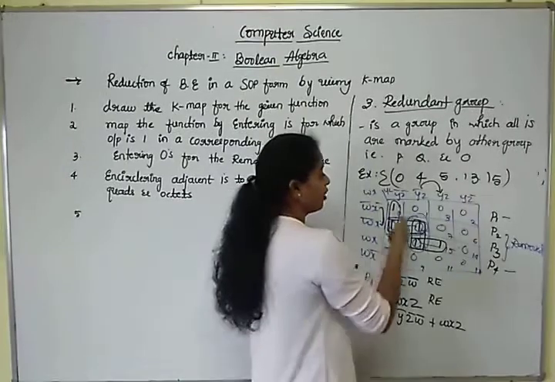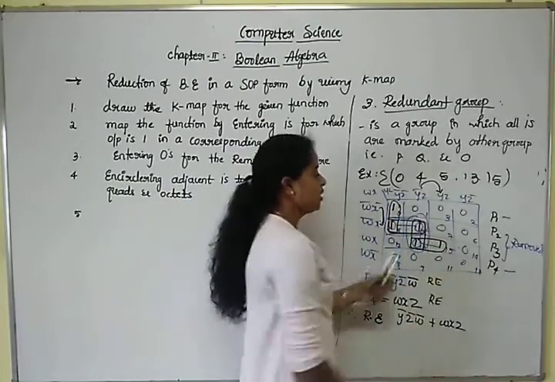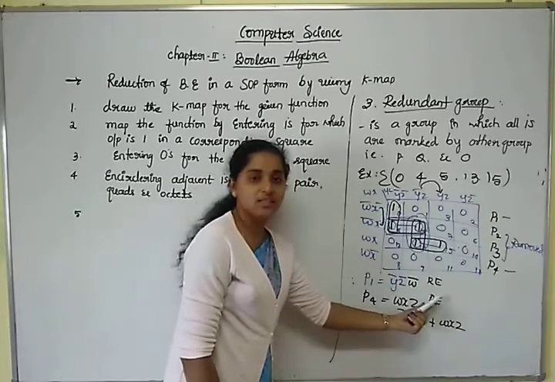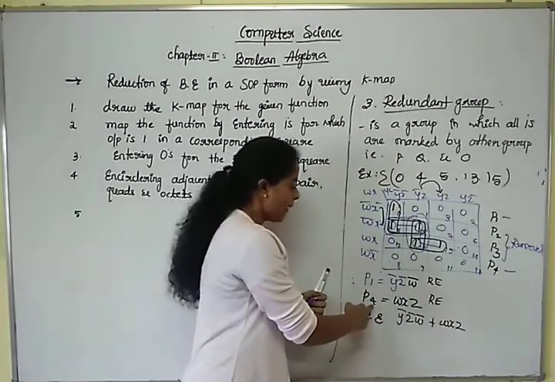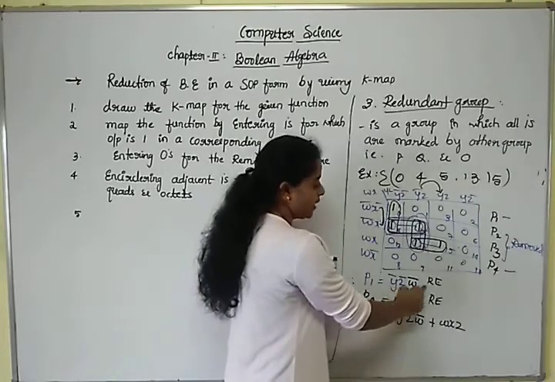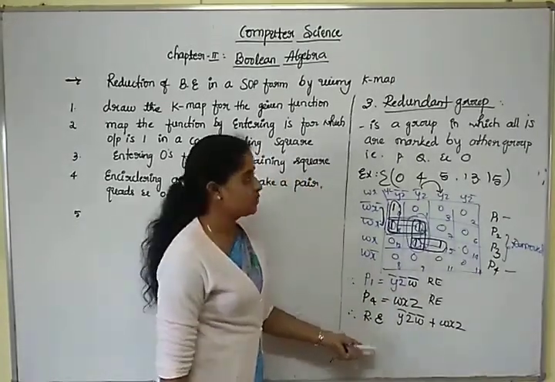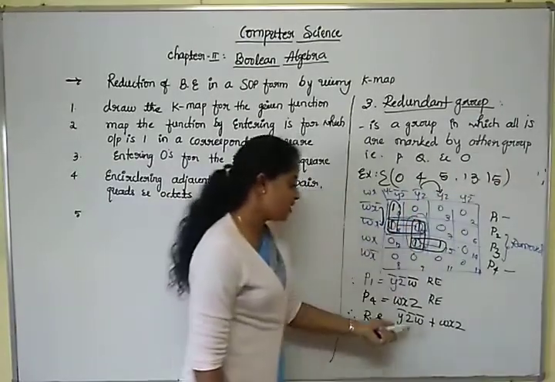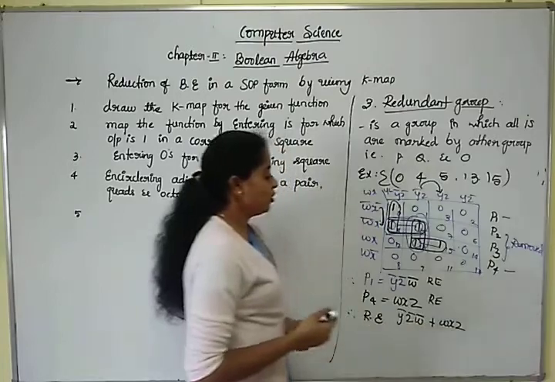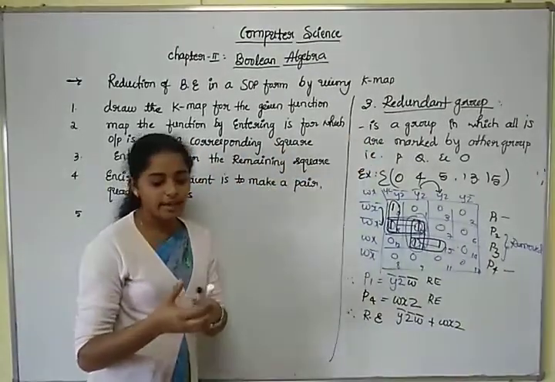The remaining groups we got are P1 and P4. The reduced expression for P4 is w x z, and the reduced expression for P1 is y bar, z bar and w bar. So the total reduced expression for this given function is y bar, z bar, w bar plus w x z. So this is about the redundant group.